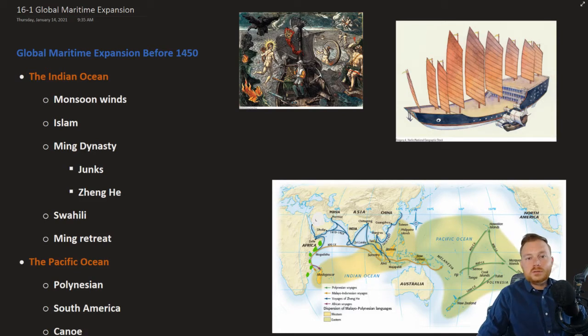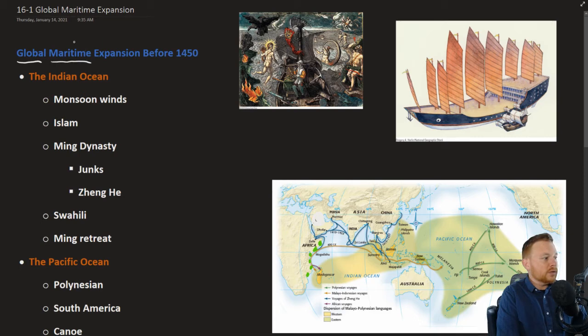All right. This is The Earth and Its Peoples by Richard Bulliet. We're looking at Chapter 16, Section 1, Global Maritime Expansion before 1450. So specifically, let's go ahead and clear this up. Global, pretty straightforward, talking about the world. Maritime, this usually means overseas. Expansion, of course, pretty self-explanatory, before 1450.